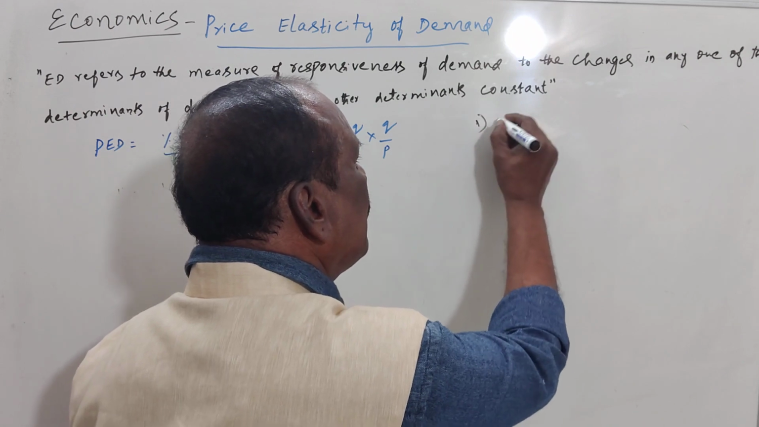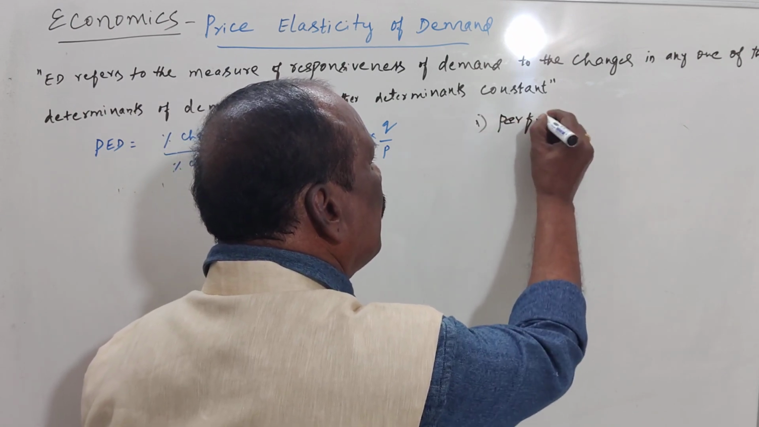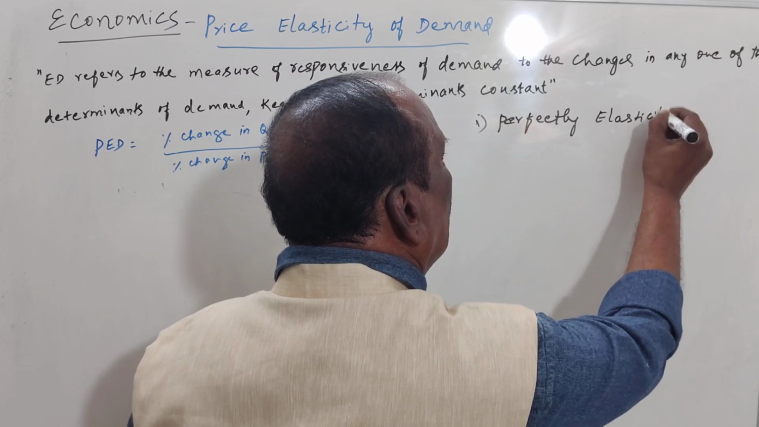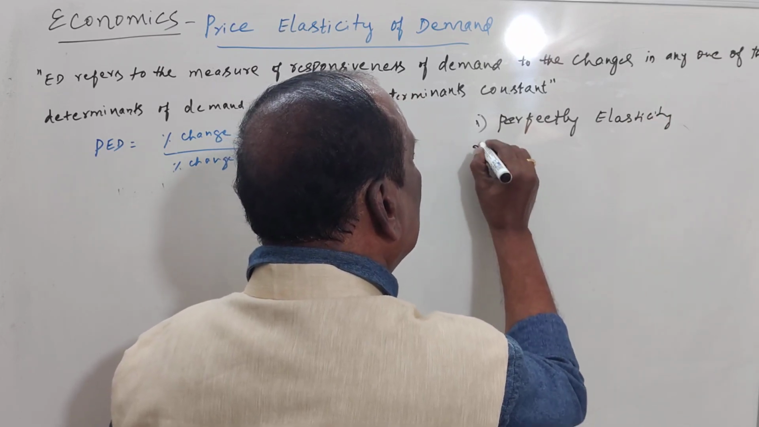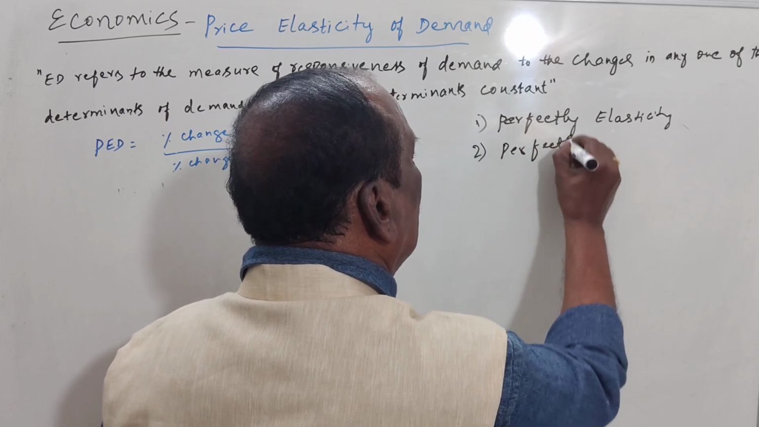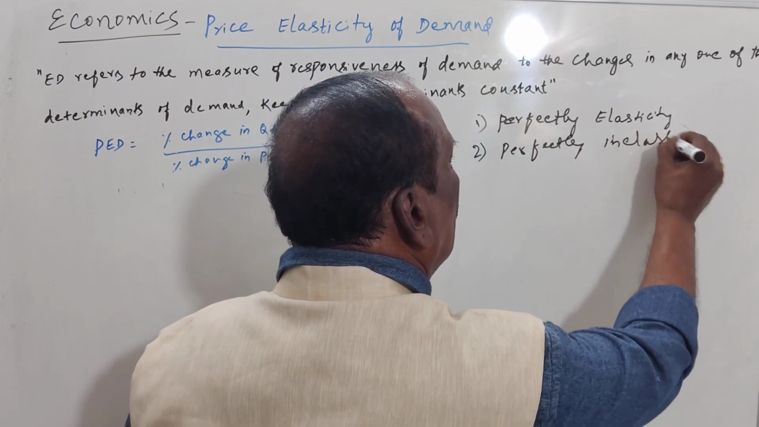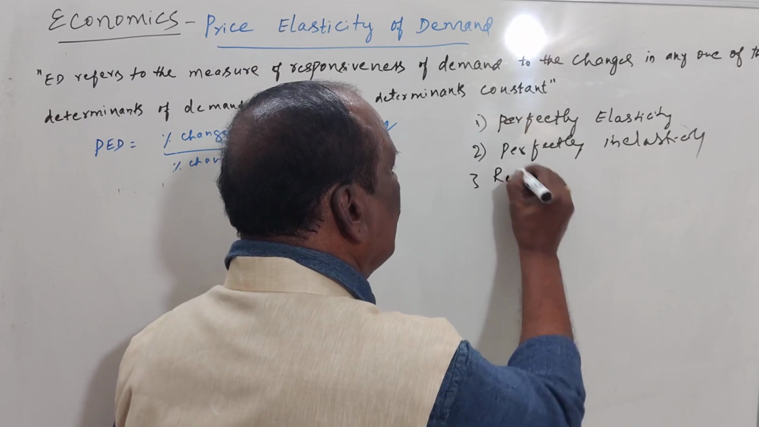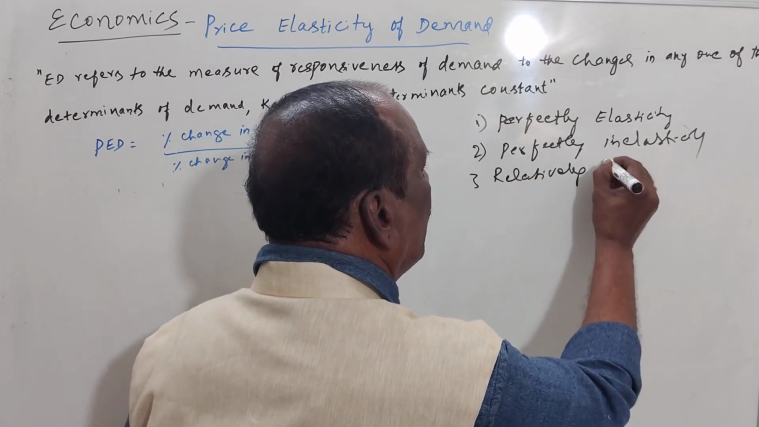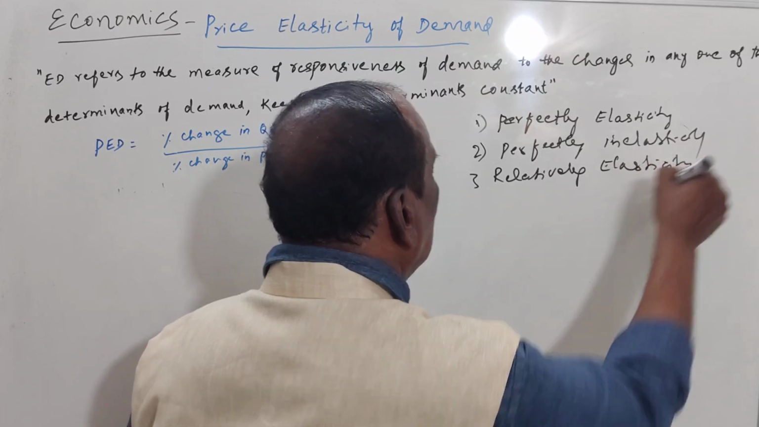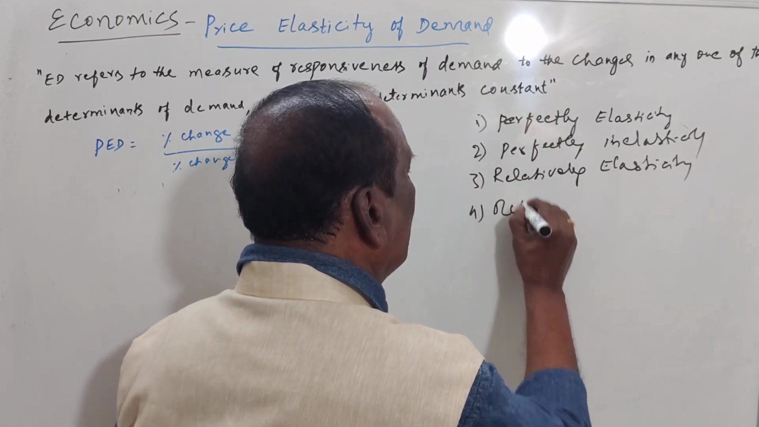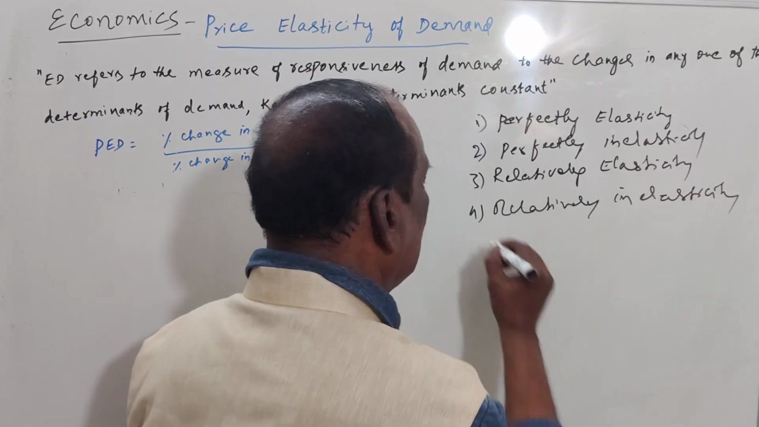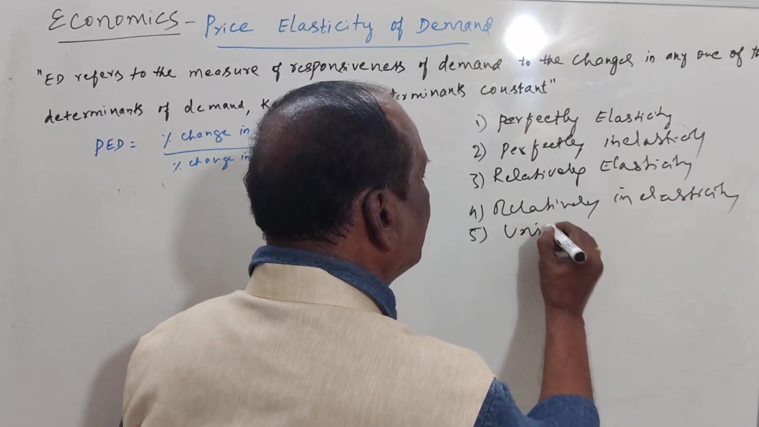Number 1, perfectly elasticity of demand. Number 2, perfectly inelasticity of demand. Number 3, relatively elasticity. Number 4, relatively inelasticity. Number 5, unitary elasticity.